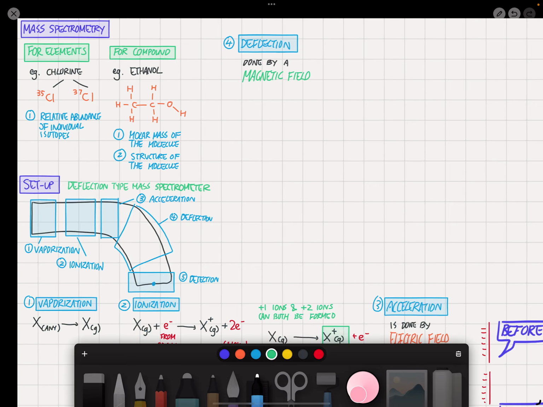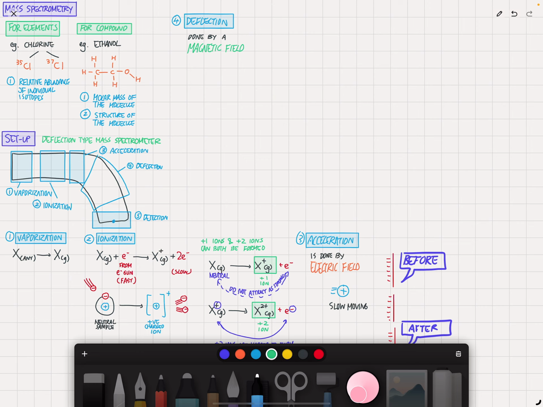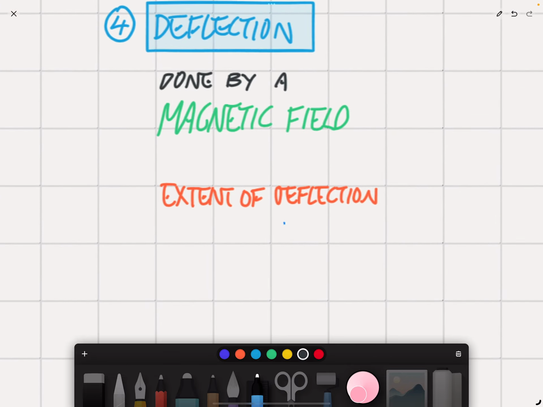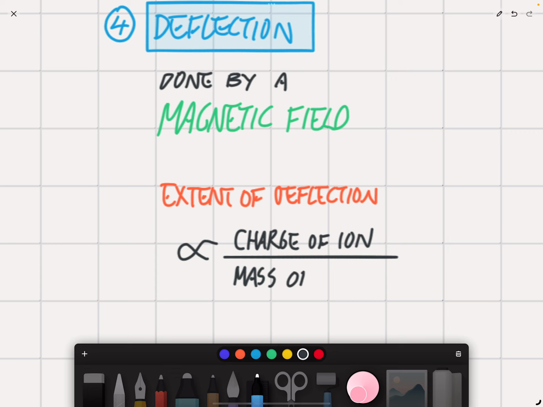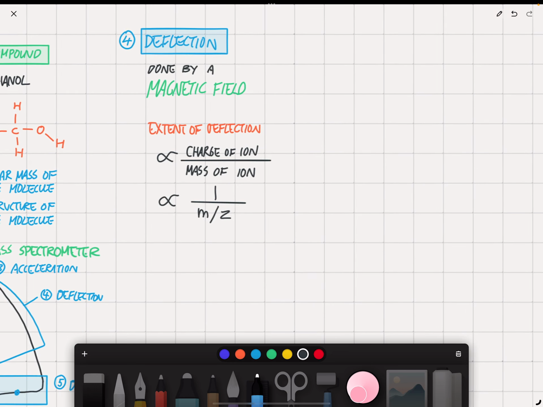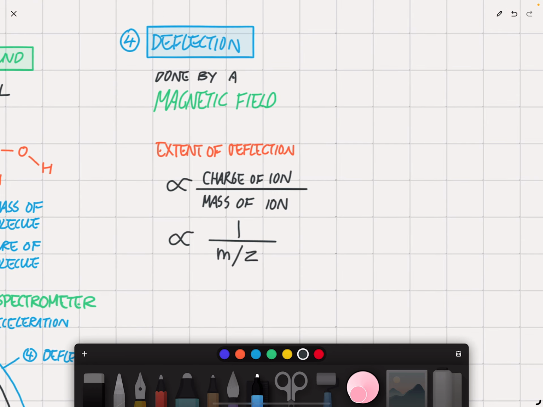So magnetic field. The deflection of the ion is based on what we call the mass to charge ratio. So the extent of deflection, how much the ions are deflected, is dependent on the inverse of the mass to charge ratio. In other words, the bigger the charge of the ion and the smaller the mass of the ion, the greater the extent of deflection. Or you can also write it this way: it is inversely proportional to mass to charge ratio.